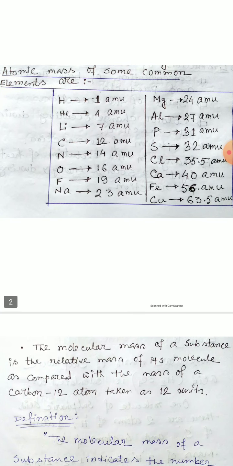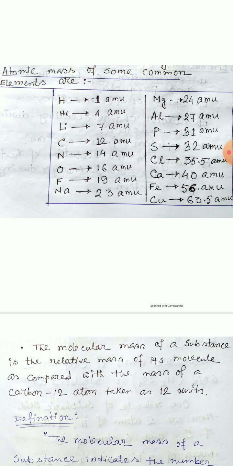Now, atomic mass of some common elements. Atomic mass means mass of a single atom. Atomic masses of some common elements are given in the box. Atomic mass of hydrogen, that is mass of one hydrogen atom, is 1 AMU. Helium, He, is 4 AMU. Lithium, that is mass of one atom of lithium, is 7 AMU.